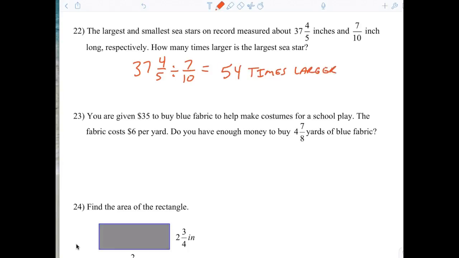Not inches, right? Definitely not inches. All right, I'm pretty happy with that.